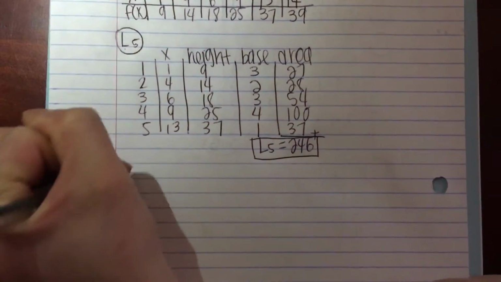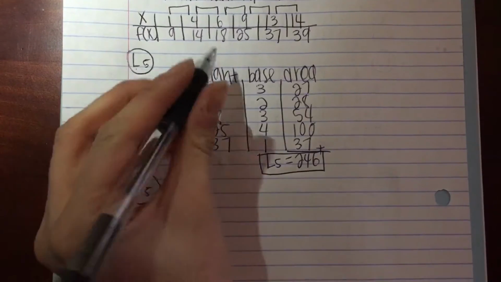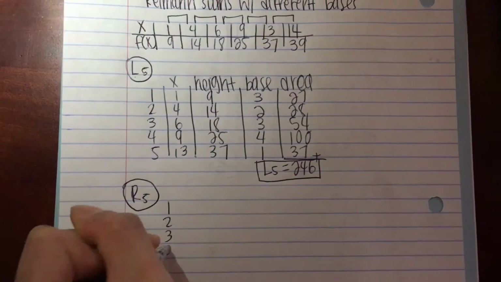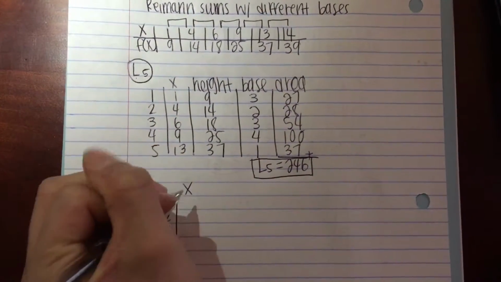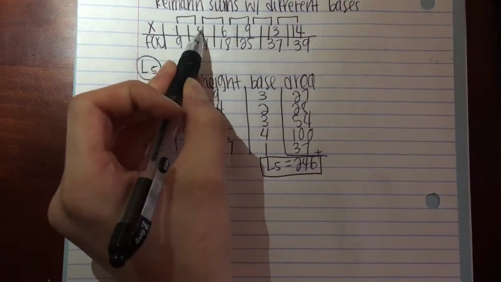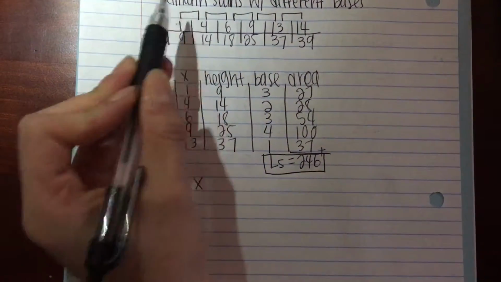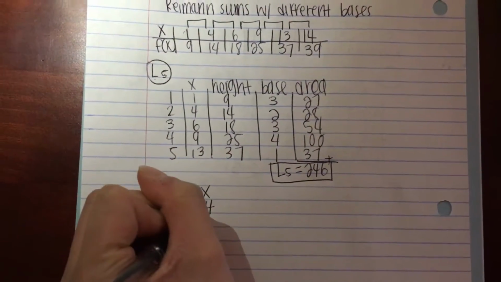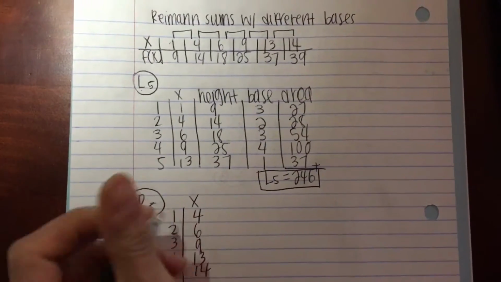I'm going to do my right hand side of 5 rectangles, circle that. Same thing, you're just going to start at the right hand side. So write down how many rectangles I'm using, 1, 2, 3, 4, and 5. Write down my x values, and this is where I start at the right hand side because it's the right hand side of the rectangle. So that'd be 4, then 6, 9, 13, and 14.